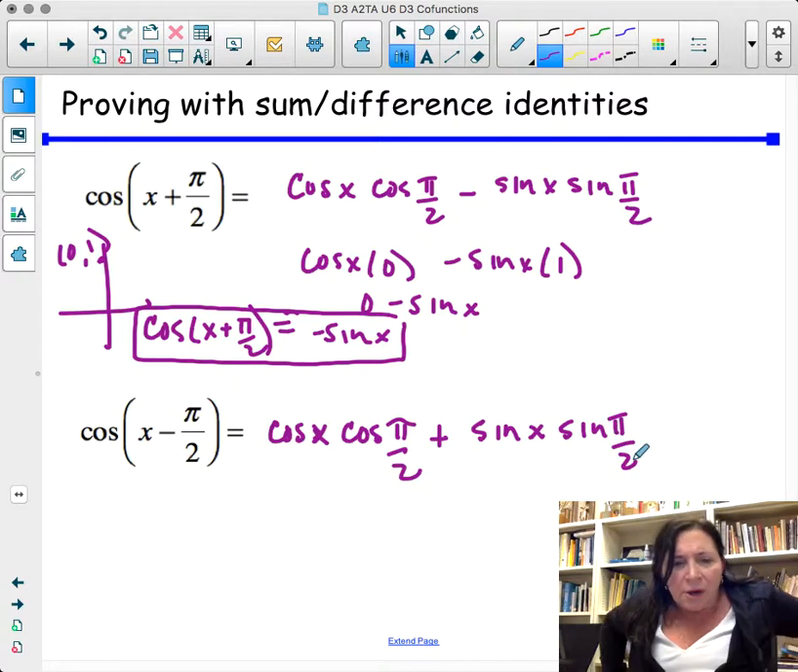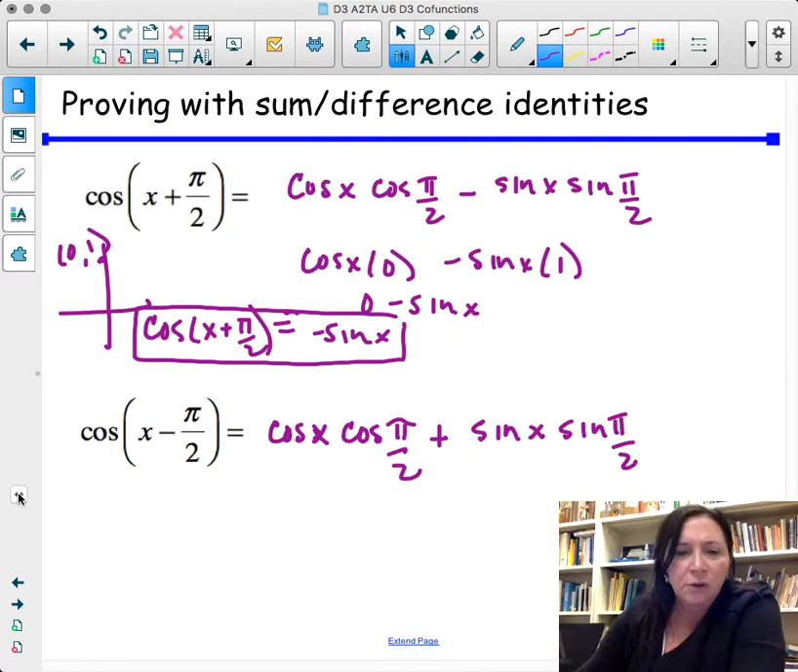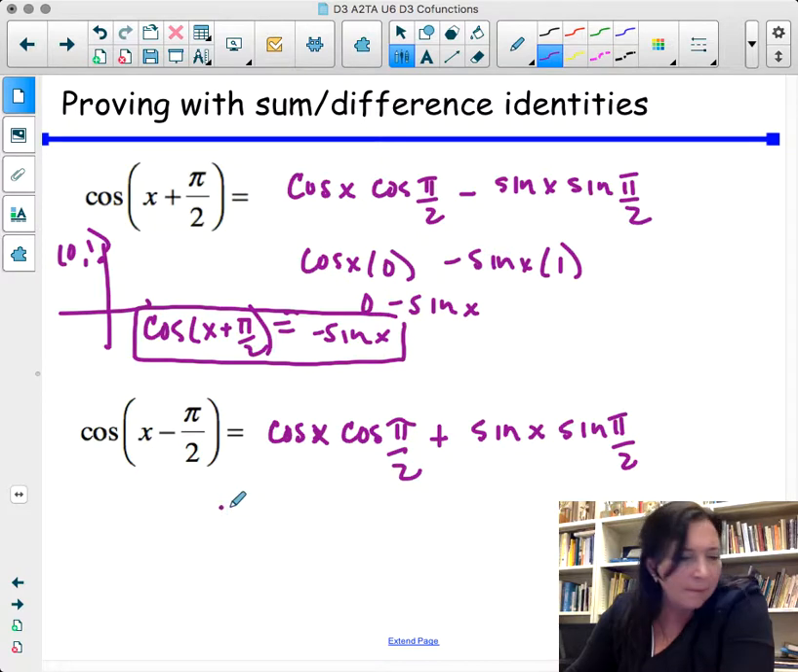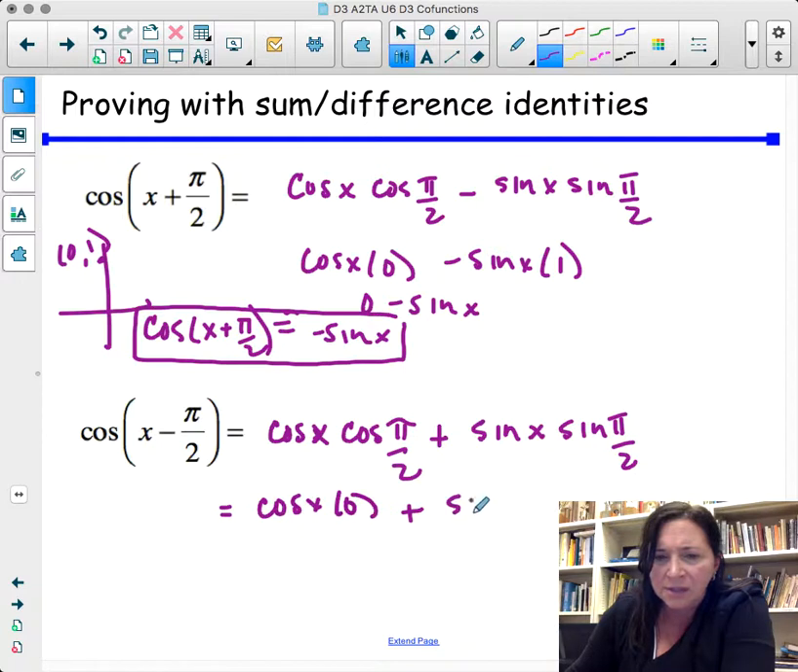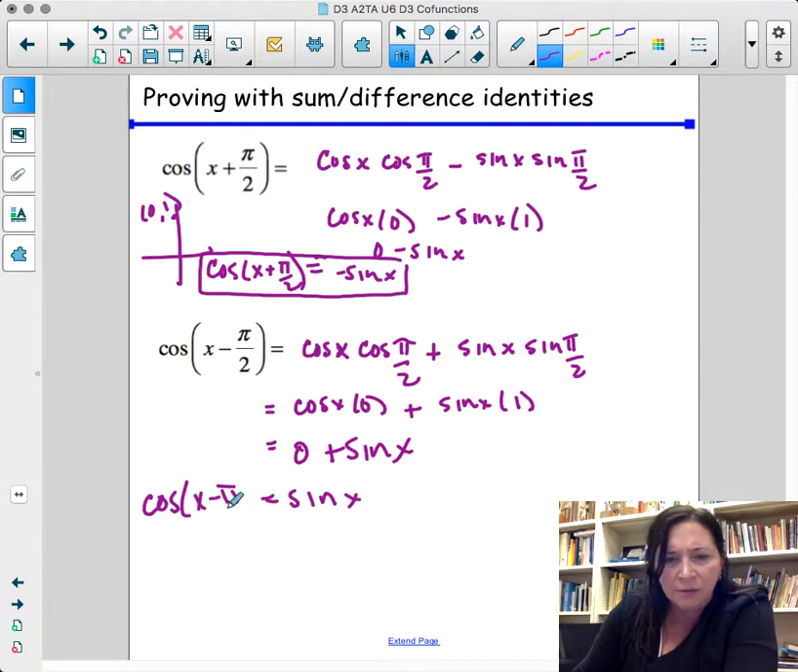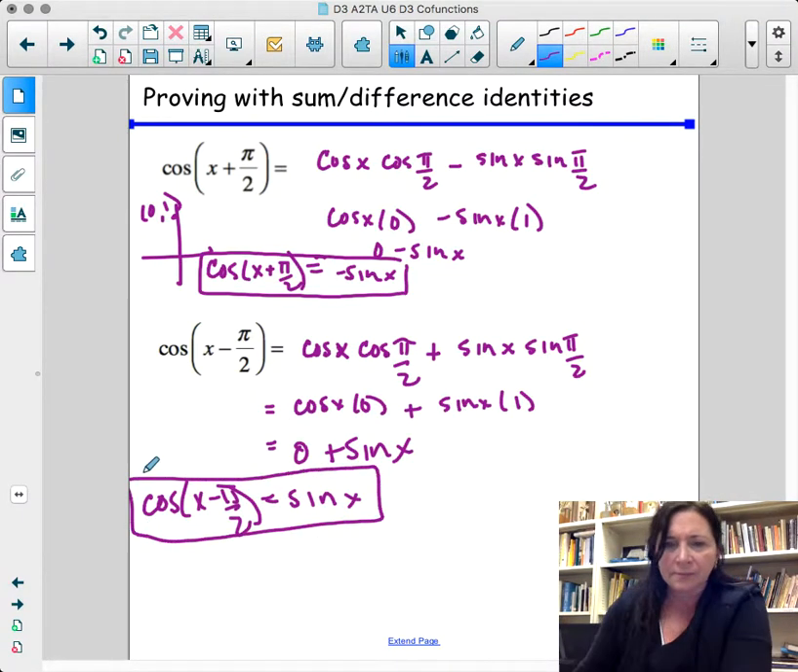And just really be careful that you don't distribute. It's very easy to want to distribute. Don't do it. And so what we have now is cosine of pi over 2. We know that's 0. So we have cosine of x times 0 is 0, plus sine of x times 1. So that's 0 plus sine of x, which is equal to sine of x. So cosine of x minus pi over 2 is equal to sine of x. Okay, and so those are done. All right, cool.